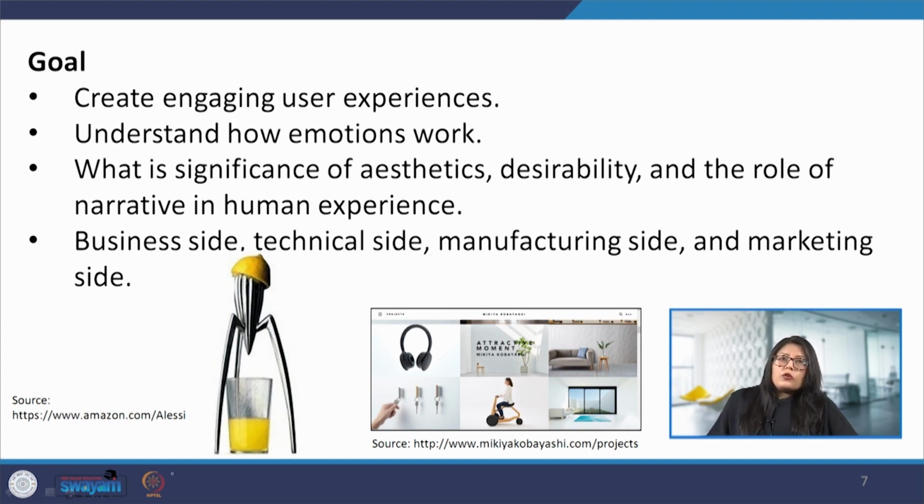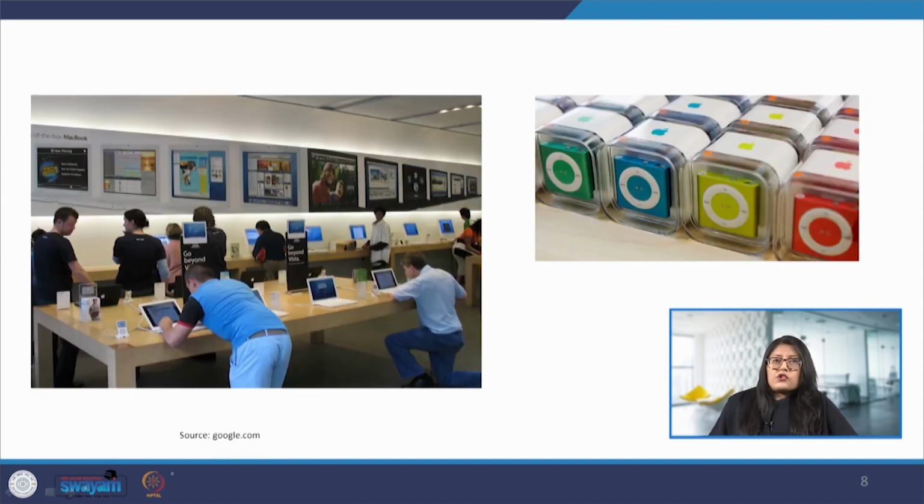And finally, we also cannot ignore the business side of it. How will it be marketed? How will it be manufactured? Which particular process will we be using to design it? Will it fail? How can we ensure it does not fail? All those things are also important. How can we ensure it reaches a lot of people and is accepted by a lot of people? All those are also goals of interaction design.